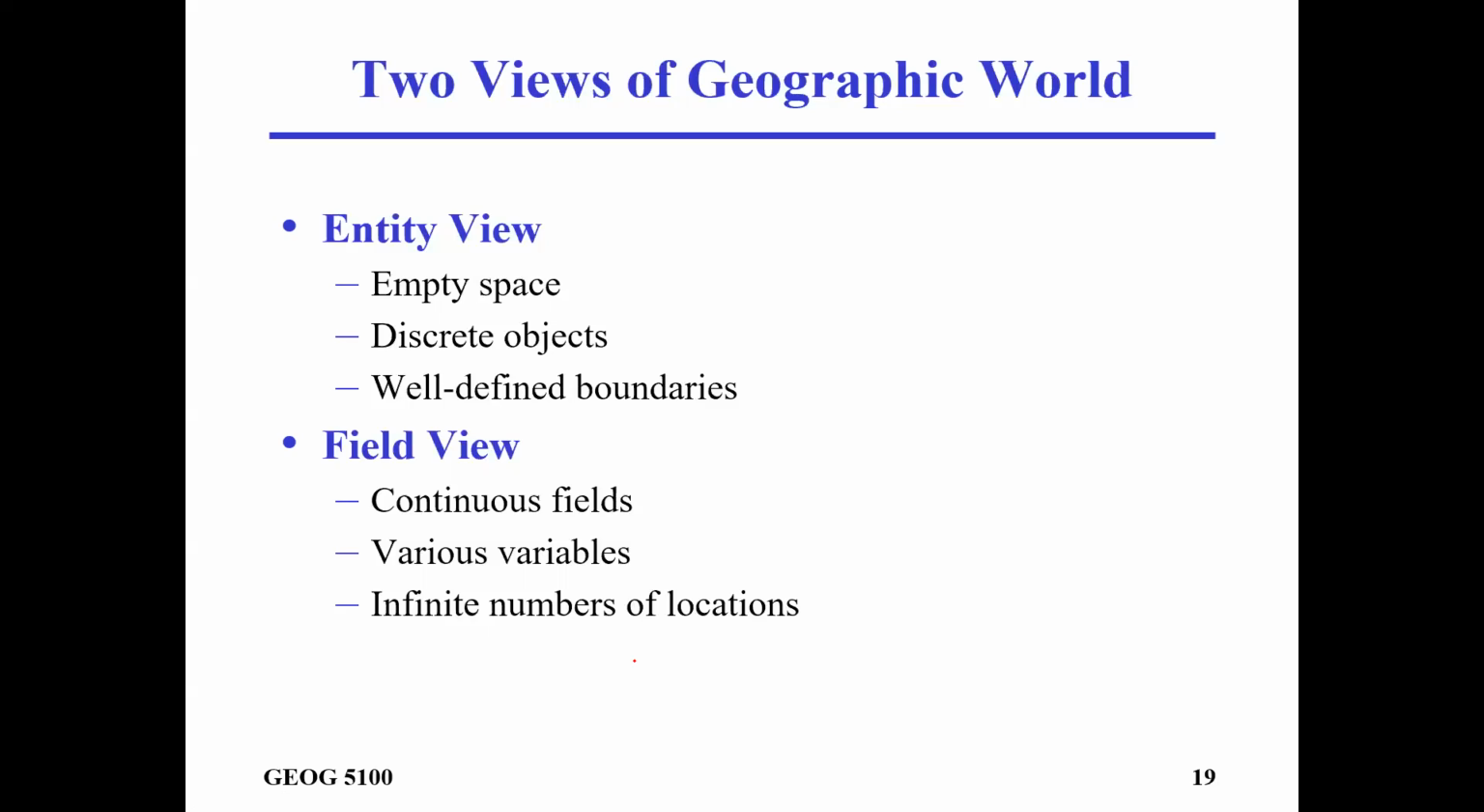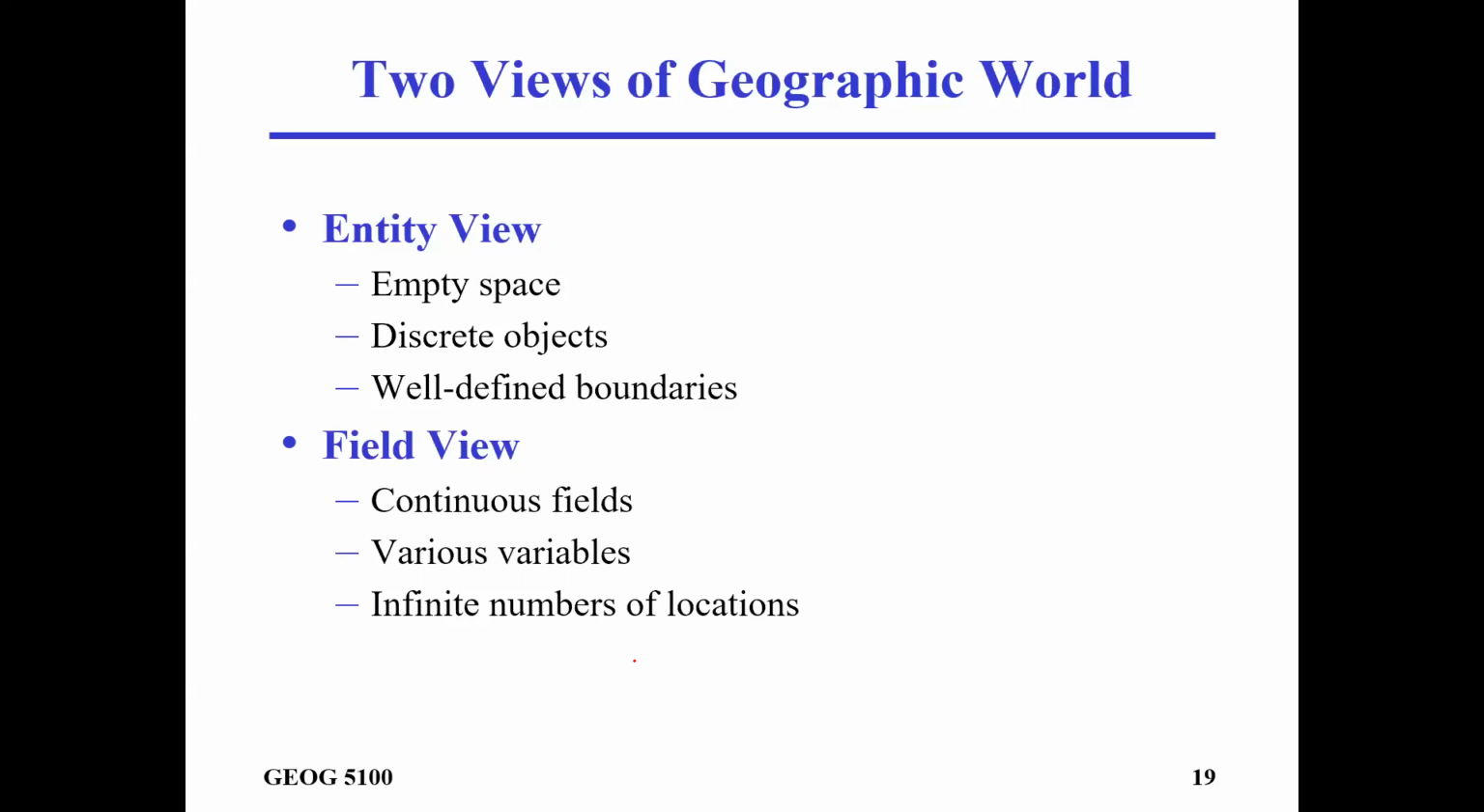And we have various variables, and there are infinite numbers of locations. Infinite numbers of locations is hard to implement with geographic data. We will say that, but we have proximities to simulate infinite numbers of locations.